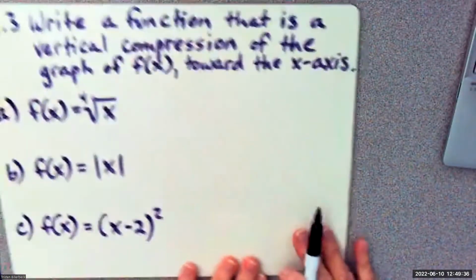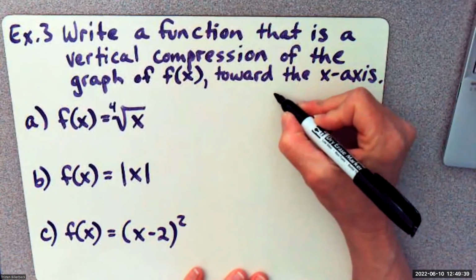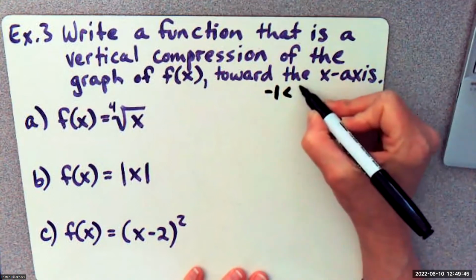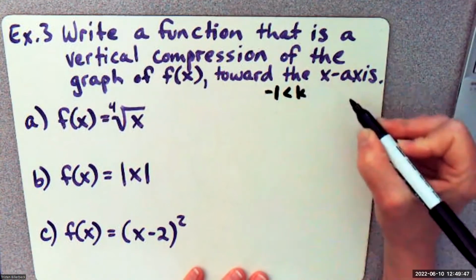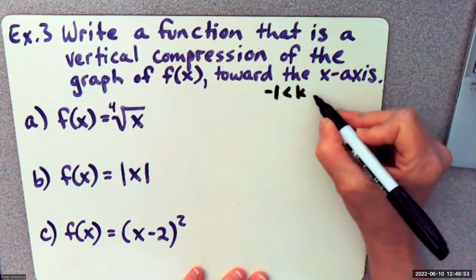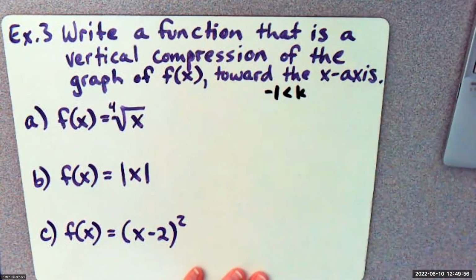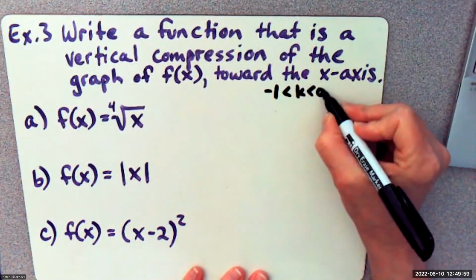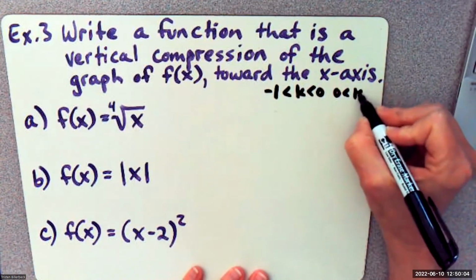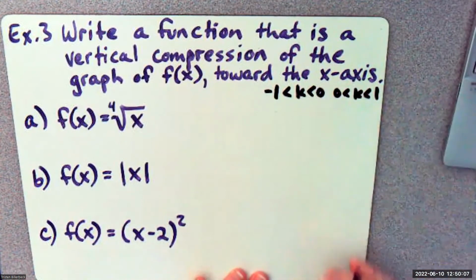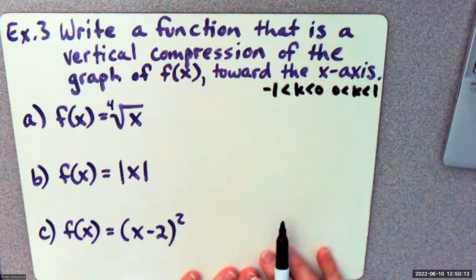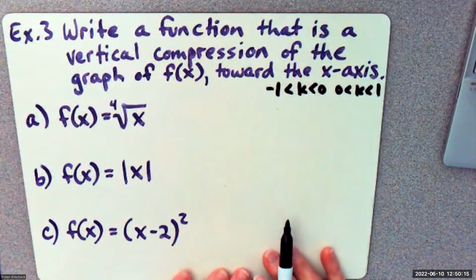So when we look at this one, our K is going to be, we have -1 is less than K. But K can't be 0. So we're going to have to put a restriction on that at 0. And then we have 0 is less than K is less than 1. So that's what our K is going to be. So we can't have K equal 0 because then it's just the x-axis.